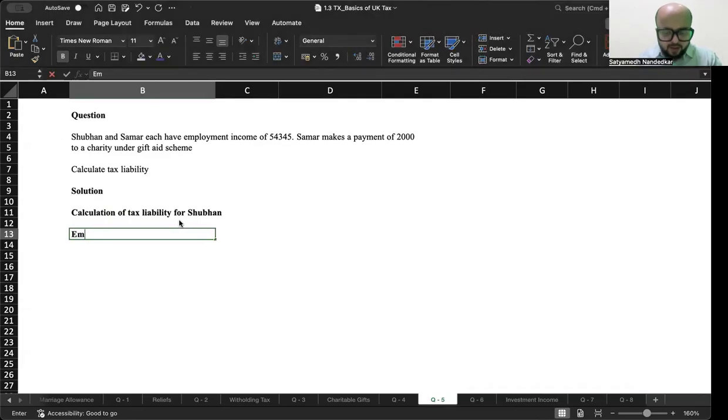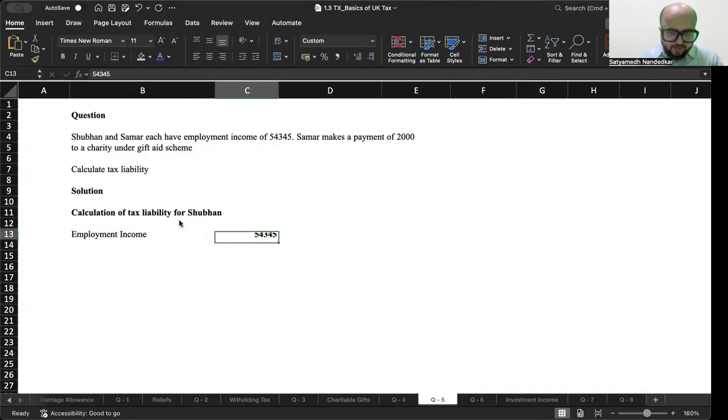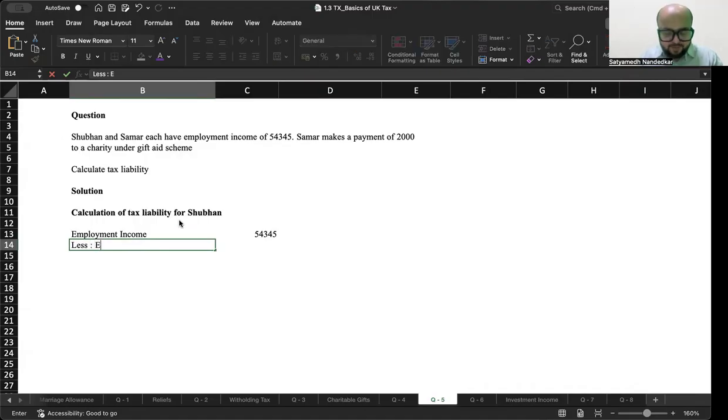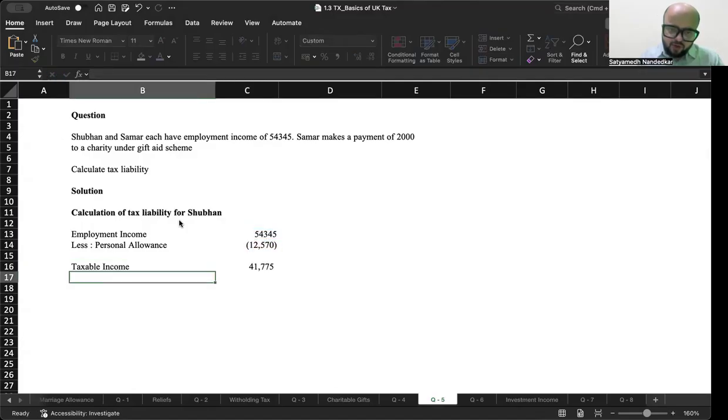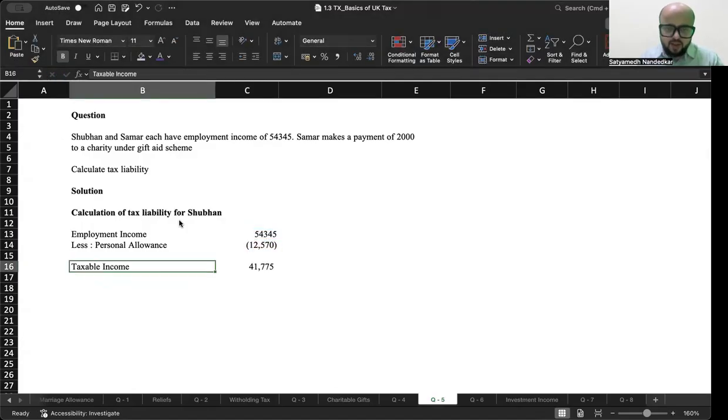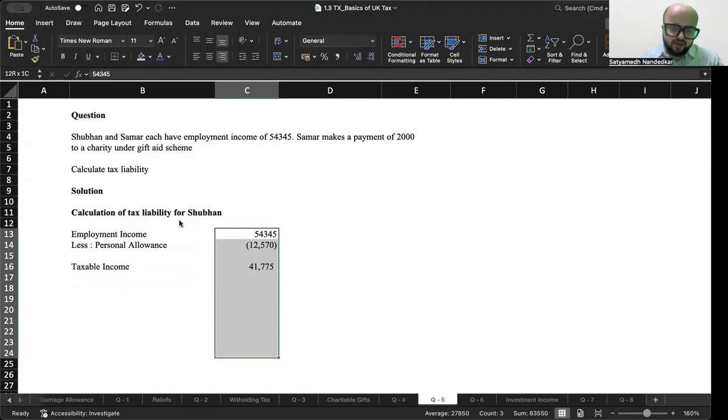What is his employment income? 54,345. And Shubhan has not made any payment to a charity. Less personal allowance, 12,570. So what is your taxable income? 54,345 minus 12,570. Taxable income is 41,775.